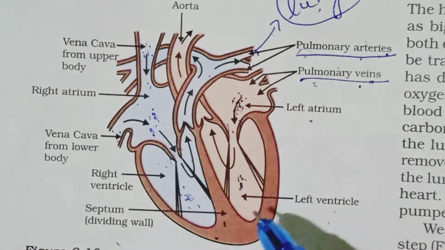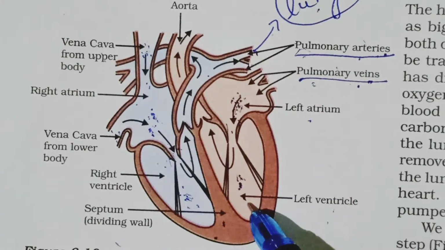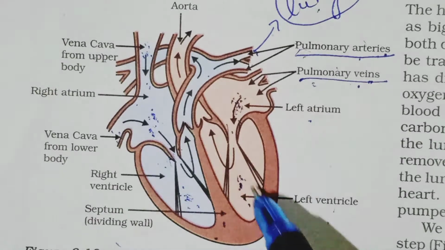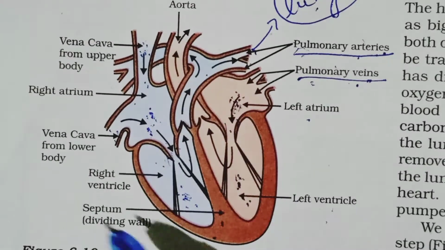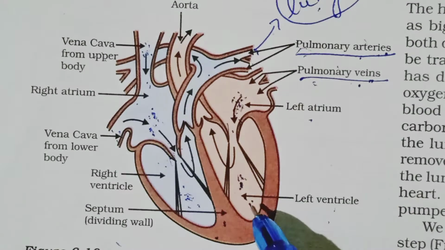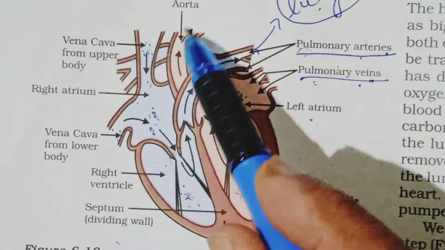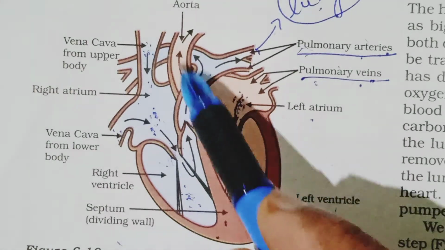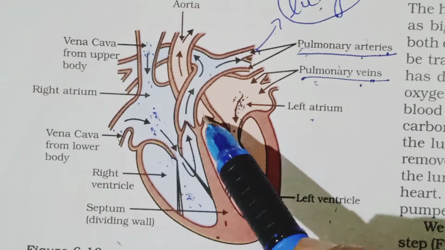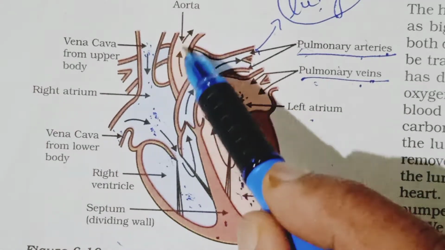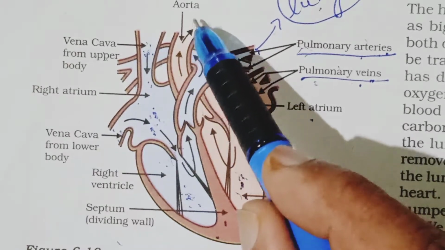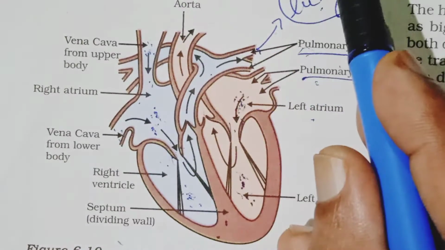Now it has finally reached the left ventricle. Once blood reaches the left ventricle, its next destination is all the parts of the body. So who carries this to all the parts of the body? That function is done by the aorta. Can you see the arrow here going from the left ventricle through the valve, and it is carried by this aorta to all the parts of the body. It is pumped to all the parts of the body.